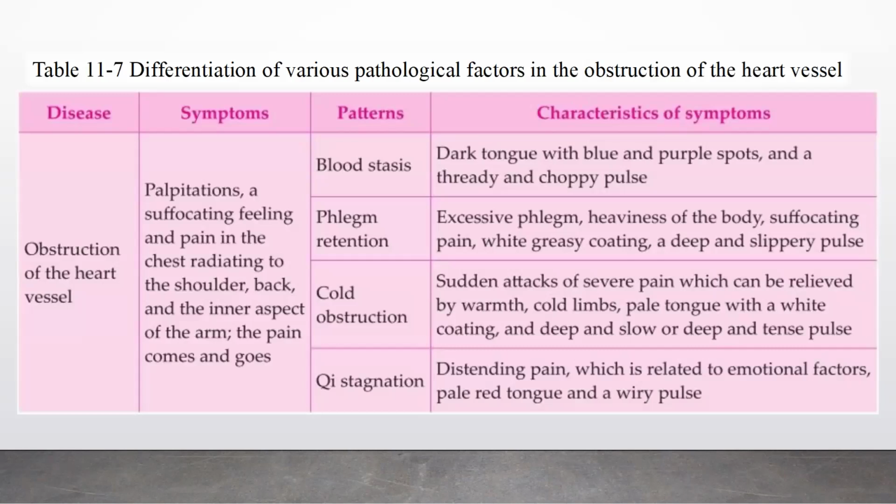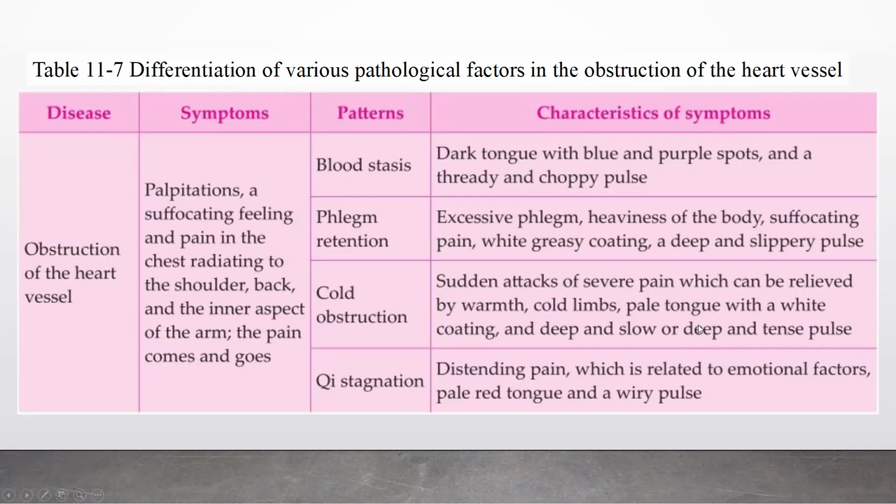Here is the table of differentiation of various pathological factors in the obstruction of the heart vessel. For the disease, obstruction of the heart vessel, the symptoms: palpitation, a suffocating feeling and pain in the chest, radiating to the shoulder, back, and the inner aspect of the arm, pain comes and goes. For the pattern of blood stasis, the characteristic symptoms: dark tongue with blue and purple spots and a thready and choppy pulse.